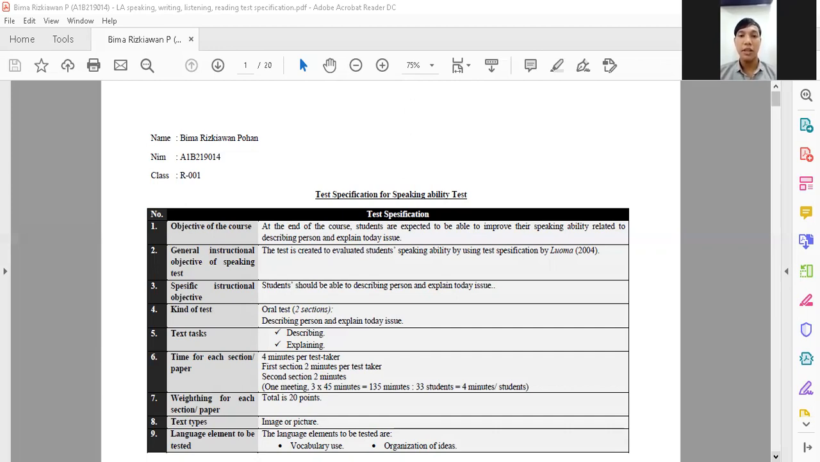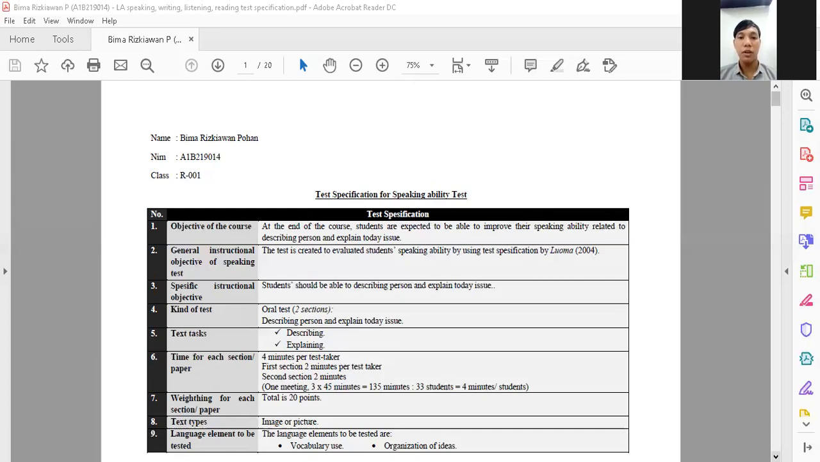The kind of the test is a test of describing a person and explaining a today issue. Test task: describing and explaining. Time for each section or paper is 4 minutes per test taker. First section, 2 minutes per test taker. Second section, 2 minutes. One meeting is 3 times 45 minutes, equal to 135 minutes, and with 33 students, that is around 4 minutes for each student.